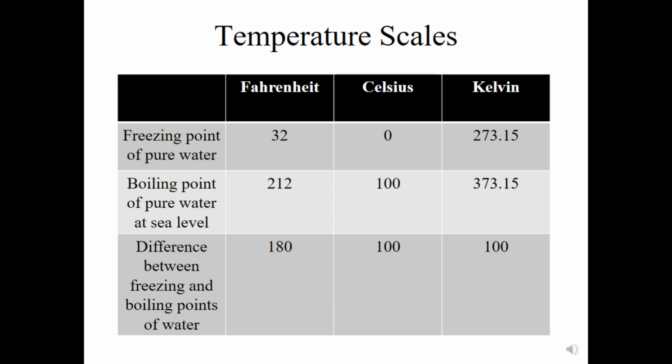The difference between the freezing and the boiling points of water on the Fahrenheit scale is 180. For Celsius and Kelvin scales it is 100. And this actually allows us to quickly do a mental conversion between degrees Celsius and degrees Fahrenheit. So for example, a 10-degree change in Celsius is equal to an 18-degree change in Fahrenheit. So if somebody tells me it's 10 degrees Celsius outside, I can immediately figure out, oh well, it's going to be 32 degrees Fahrenheit plus 18 degrees Fahrenheit. So that's going to be 50 degrees Fahrenheit.